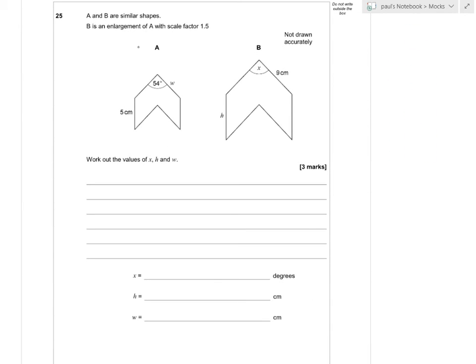A and B are similar shapes. An enlargement with 1.5. Work out the values H and W. 1.5. So the angle. Hang on. We go work X. X. So X is always 54. That doesn't change. That H is 1.5 times that, so that's 7.5. And W is 1.5 times that, which is 6.